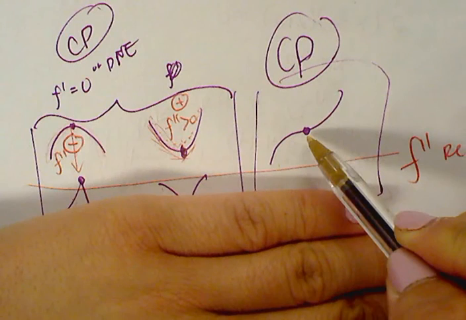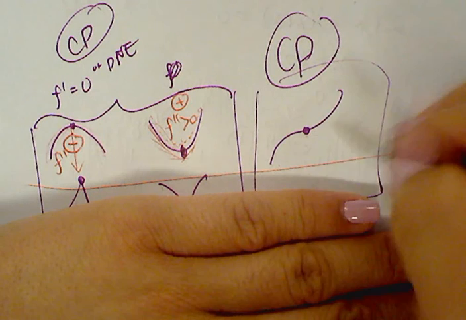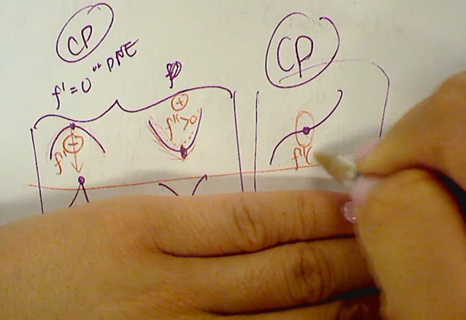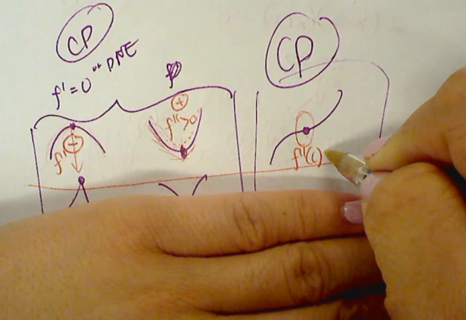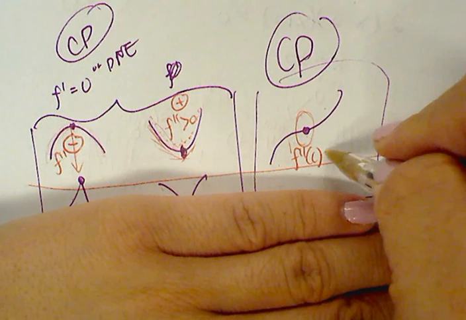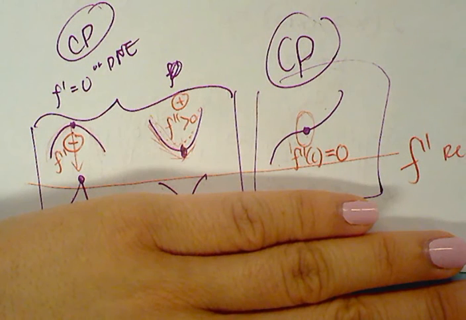Okay? What about here? F single prime equals 0. So it is a critical point. But what is f double prime here? Still positive. It's going to be 0. Why? Because there is no concavity here. The concavity goes from negative to positive, it's a point of inflection. So the concavity is going to equal 0. Okay, hold on. Where are you going? This is not the time to stretch.